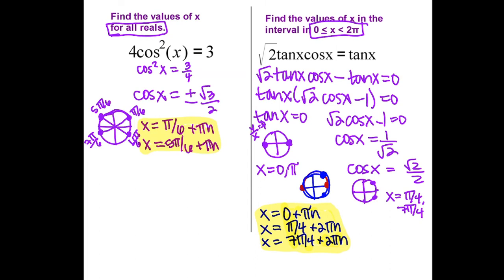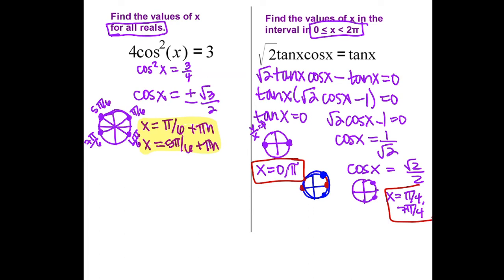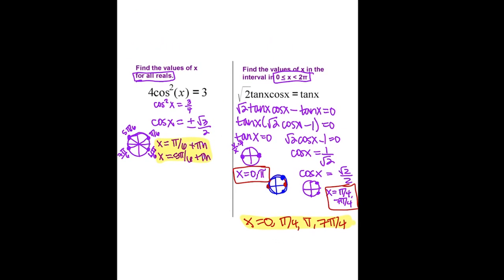And so what I'm going to do is erase all of this. If it had said for all reals, I would have done that. And I'm just going to box in these answers and these answers. So x really equals 0, pi over 4, pi, and 7 pi over 4 if I put them in order. Oops, that's better. Okay. Next. Only three more, sorry.